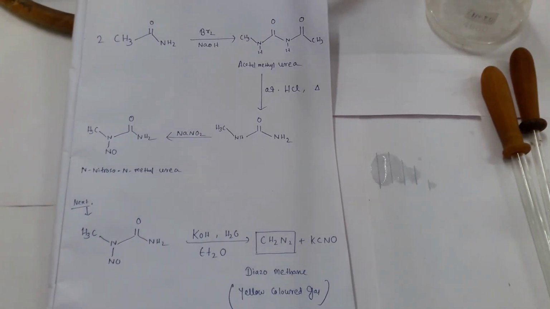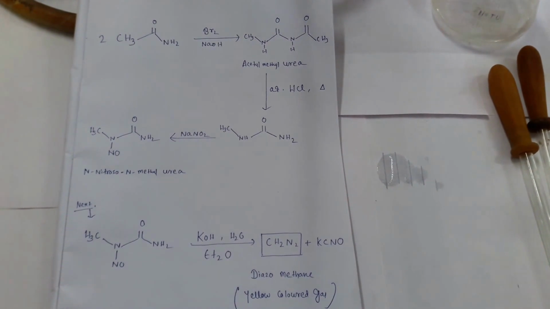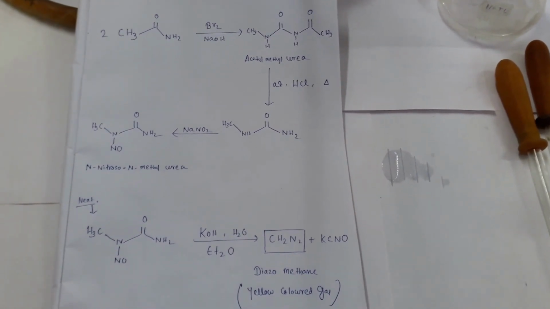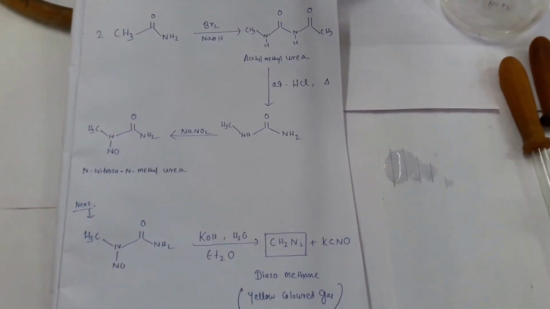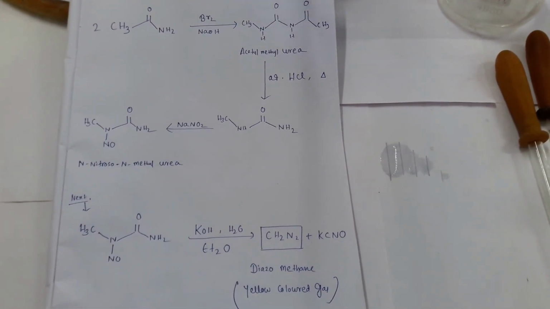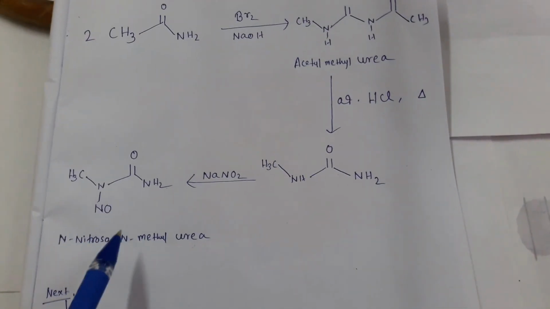Today we are going to show you how to prepare diazomethane in the laboratory. Now you all know that diazomethane is a toxic gas, so you must be careful during the preparation of this diazomethane. There are various substrates from which you can prepare diazomethane. One of them is N-nitroso N-methylurea, which we have chosen.